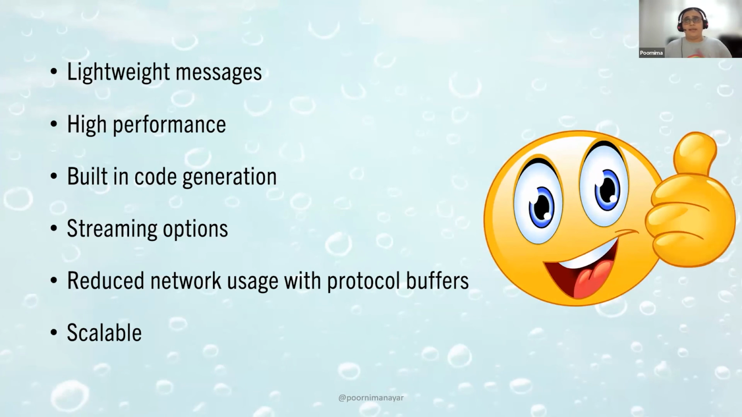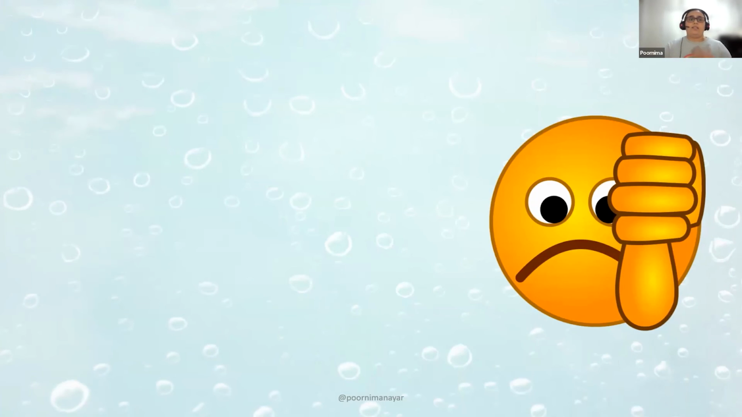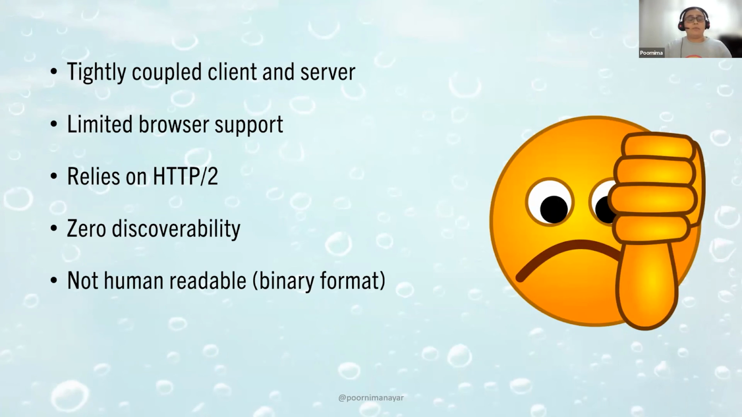Some of the advantages and disadvantages. With advantages, we have lightweight messages, high performance, the built-in code generation that we get, the streaming options, the reduced network usage with protocol buffers because they are smaller in size, and of course, gRPC services are scalable. But this is a contract-based API, so there is a coupling between the client and the server. There's limited browser support. So if you want to use gRPC on the browser, you need to resort to gRPC web or gRPC JSON transcoding, which gives you both unary as well as server side streaming, but not the client or the bidirectional streaming.